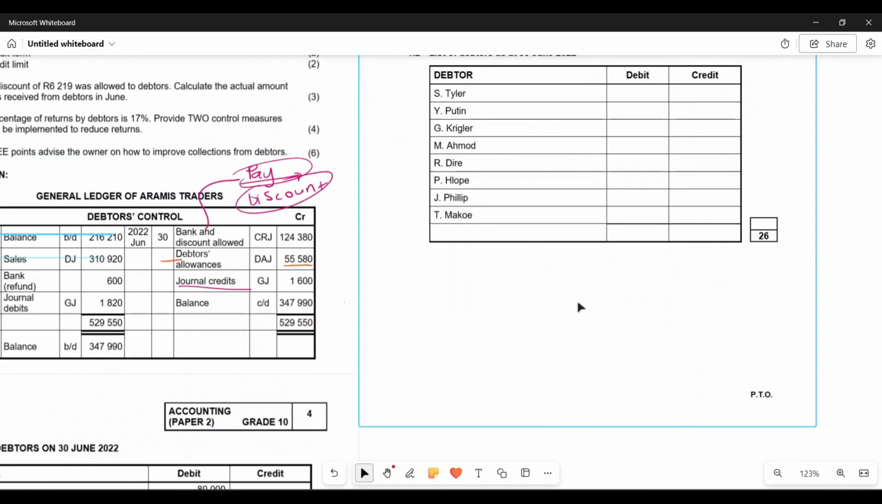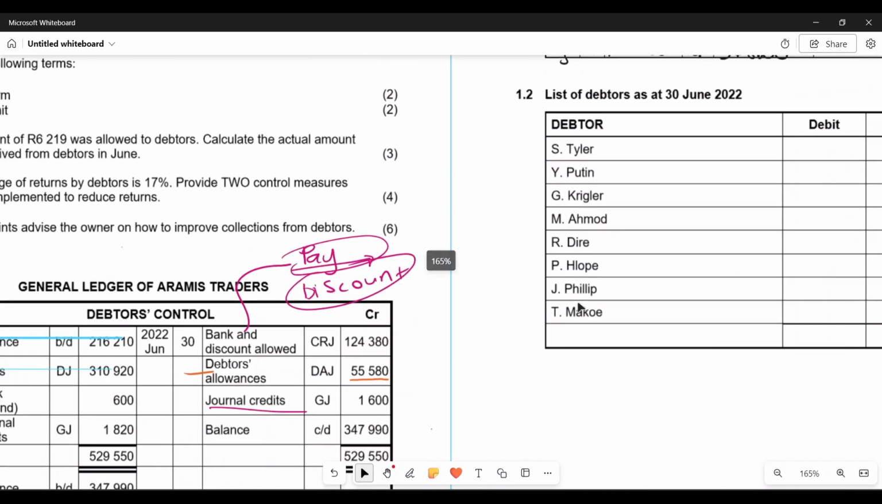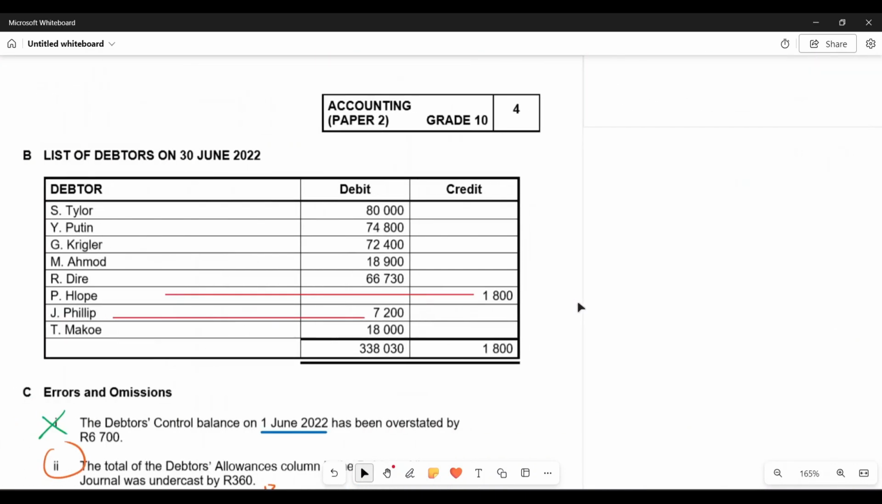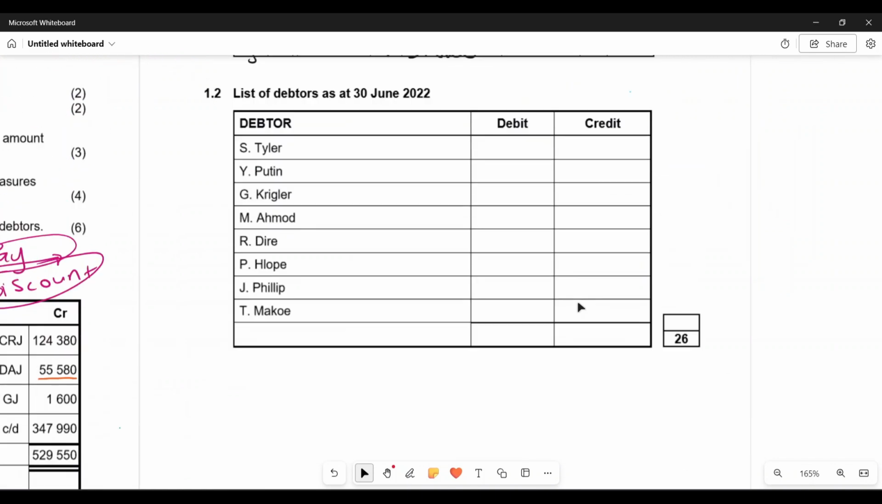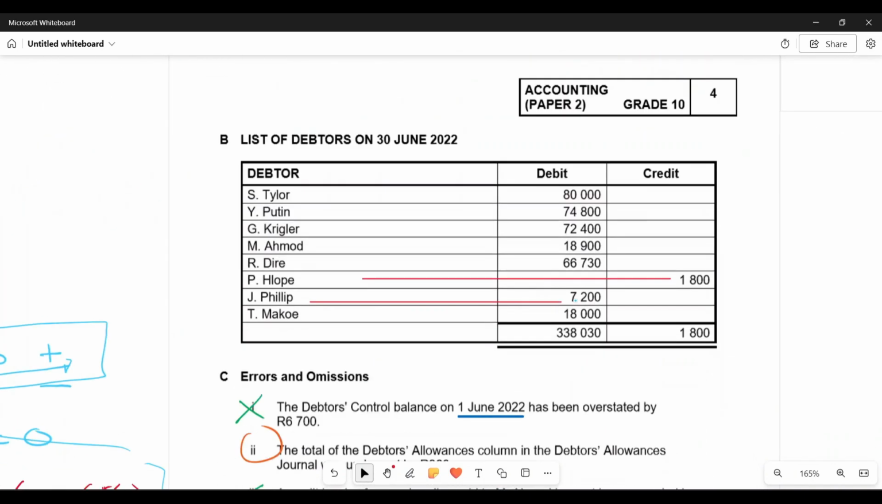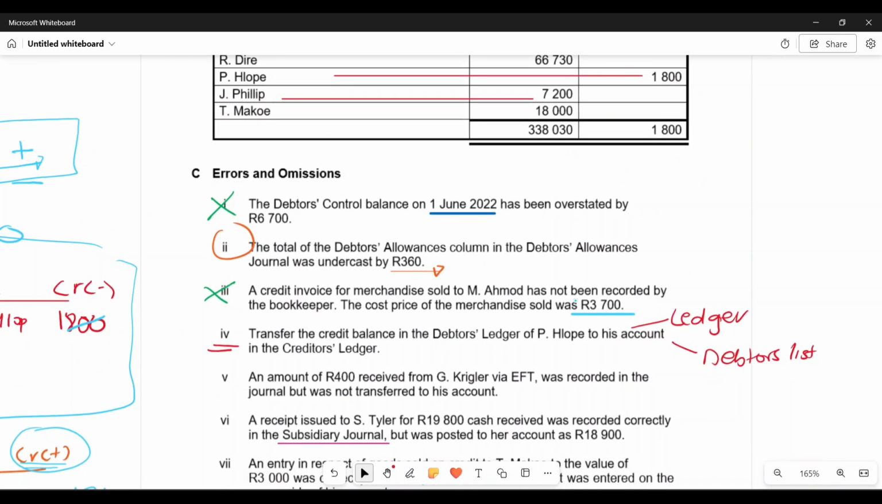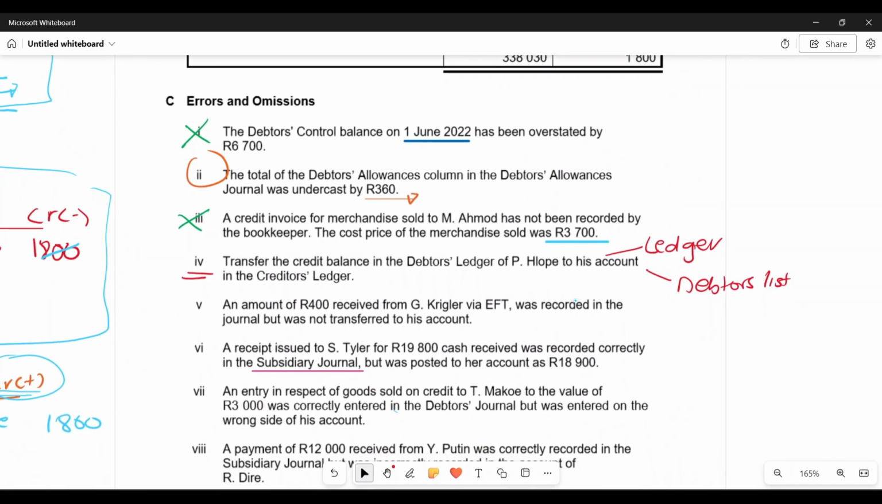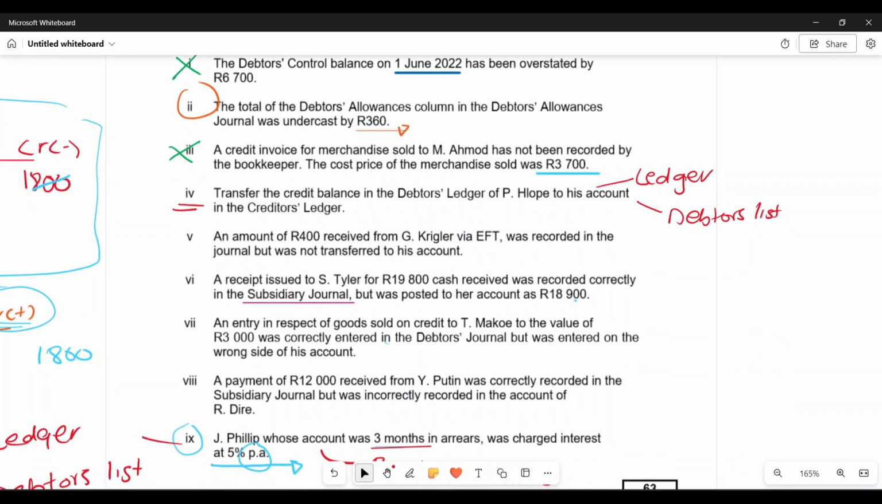Now I'm going to start off with S. Tyler. Let me see the balance of S. Tyler that I'm given here. It's 80,000. And I'm going to see if there's any transaction that affects S. Tyler, right? So, okay, now this is the transaction. A receipt issued by S.